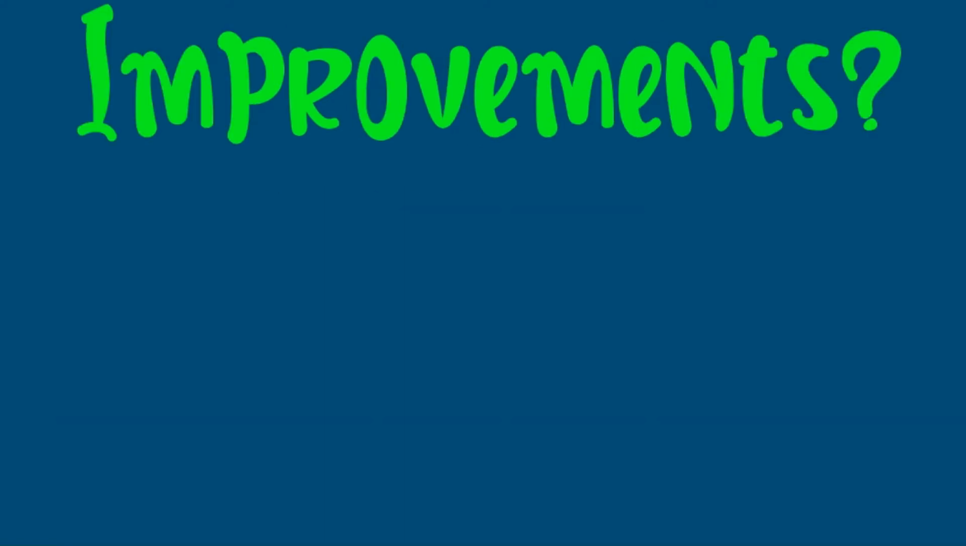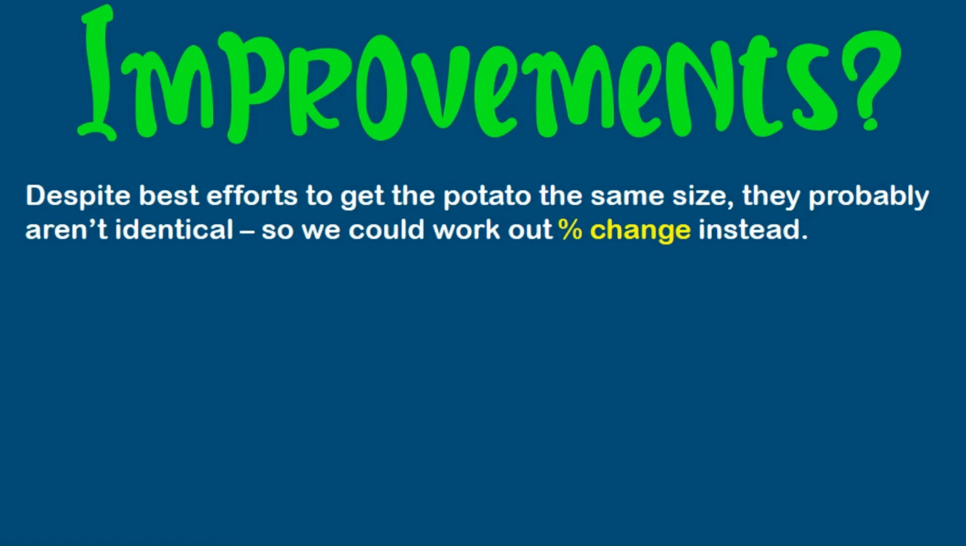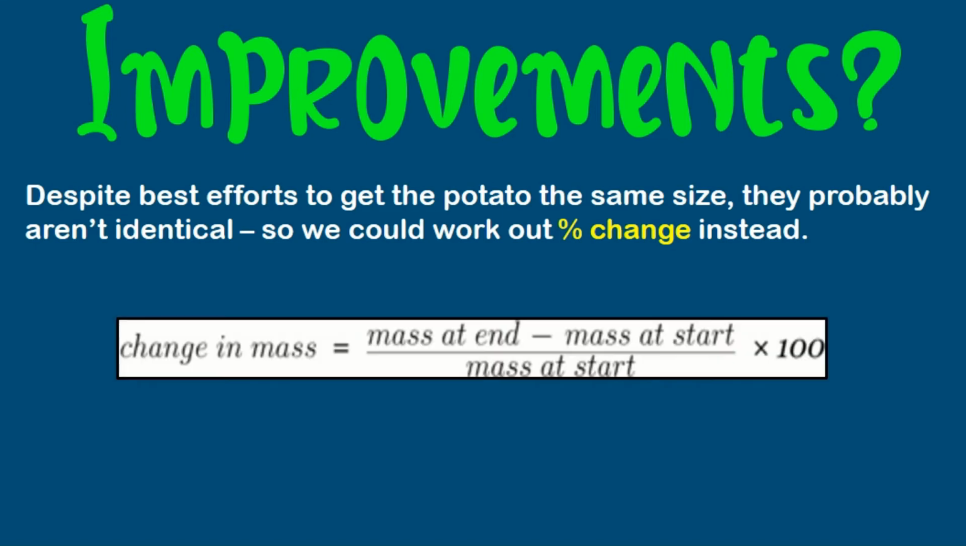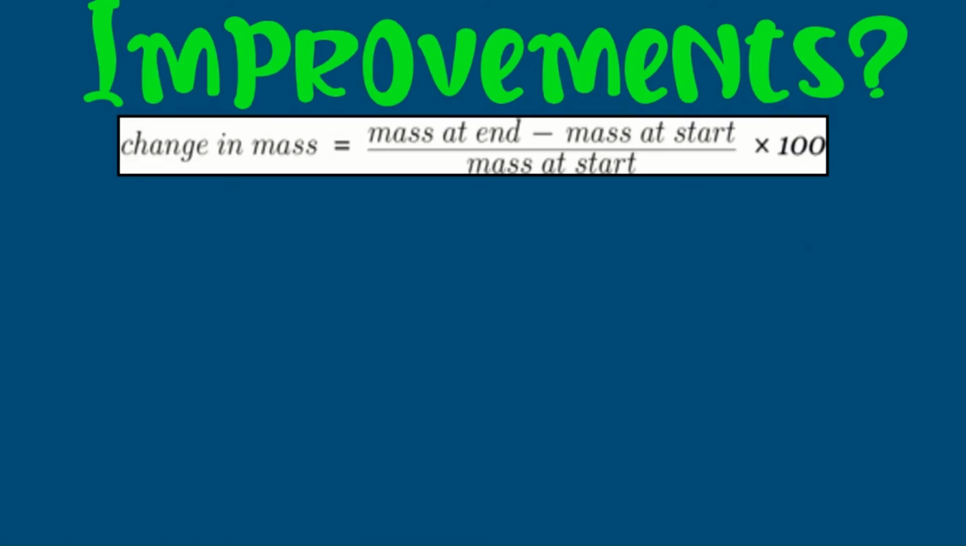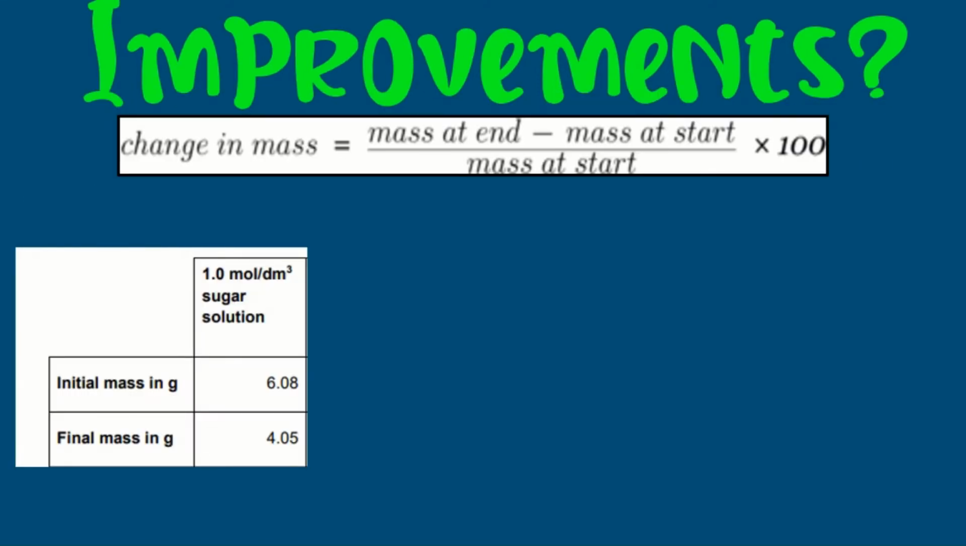How to improve it? So this is a little bit of maths here. So even though you try and get them the same size, they're probably still not completely identical. So to make it a bit more accurate, you can try and work out the percentage change. That is, how much bigger or smaller as a percent of its original size did it get. And to do that, there's this equation, and we'll have a look at a quick example. So all you do is, here's some results for you.